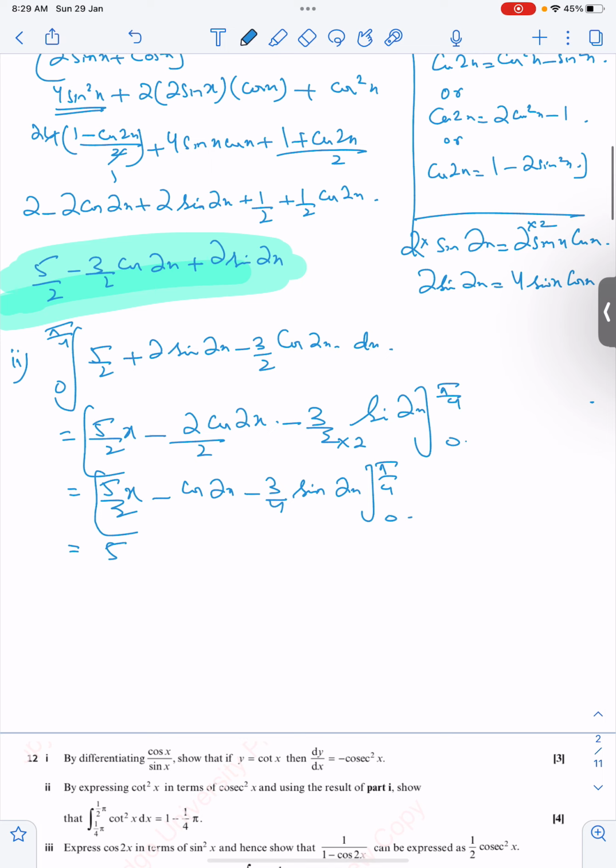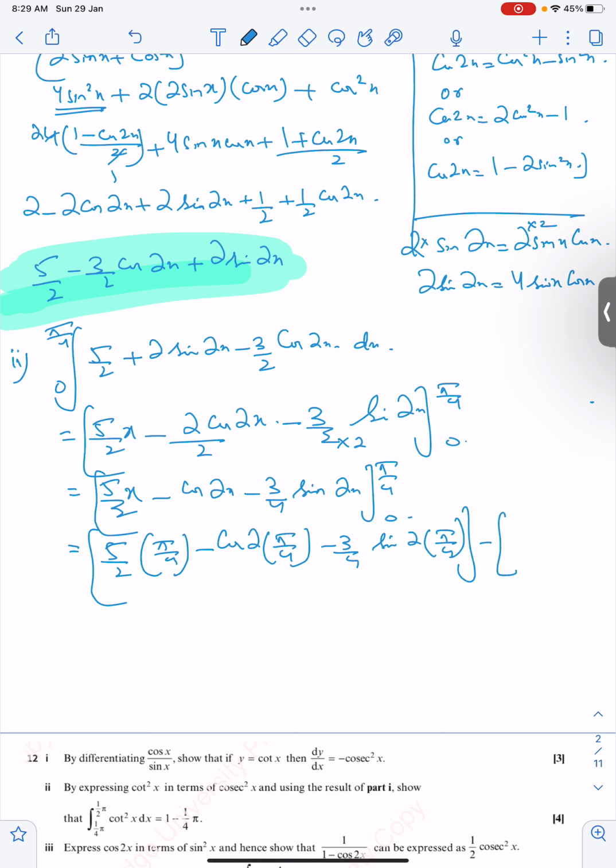So 5/2 pi by 4 minus cos 2 pi by 4 minus 3 upon 4 sine 2 pi by 4, minus. Now, if you plug in 0, this will become 0. This is cos of 0. Cos of 0 we know is 1. So, 0 minus 1 minus 3 upon 4, sine of 0 is 0 only. So, this whole bracket is going to be just minus 1.